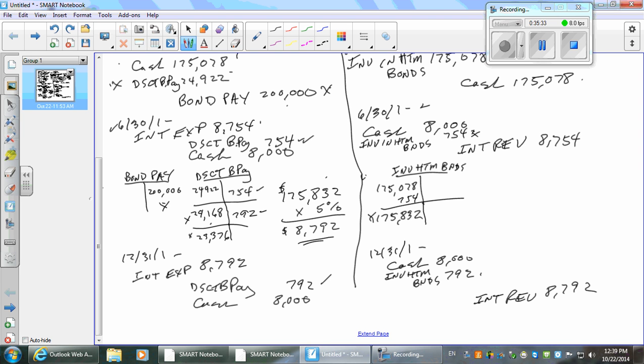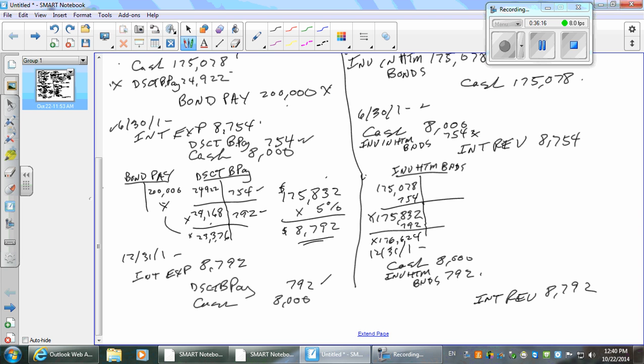Then over here, we're going to debit investment in held to maturity bonds for 792, right? And we add those two together. What's the carrying value over here? 200 plus 23,376 is what? Oh, got to be adding. I'm subtracting. Way to go, Keith. Went the wrong direction. 176,624. Is that what both of them were? Both sides? I sure hope so. It is, isn't it? Everybody good?